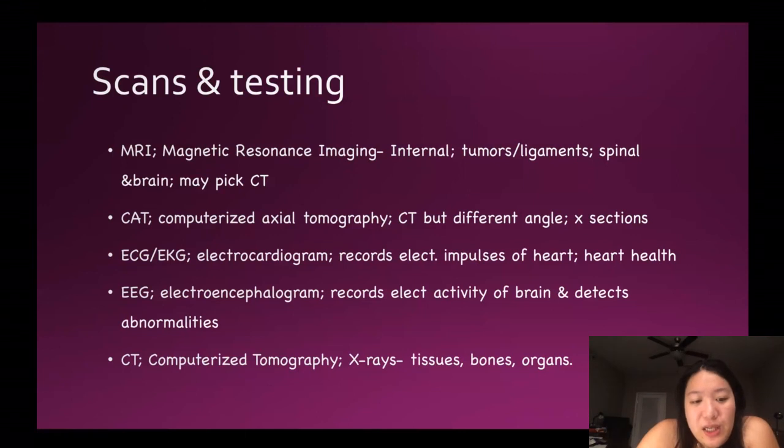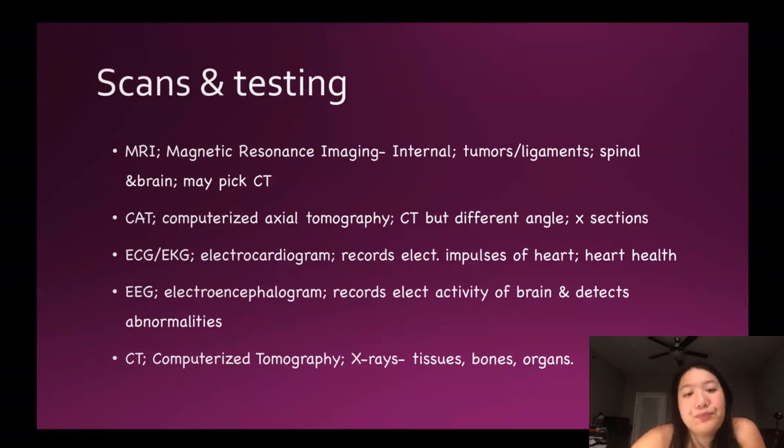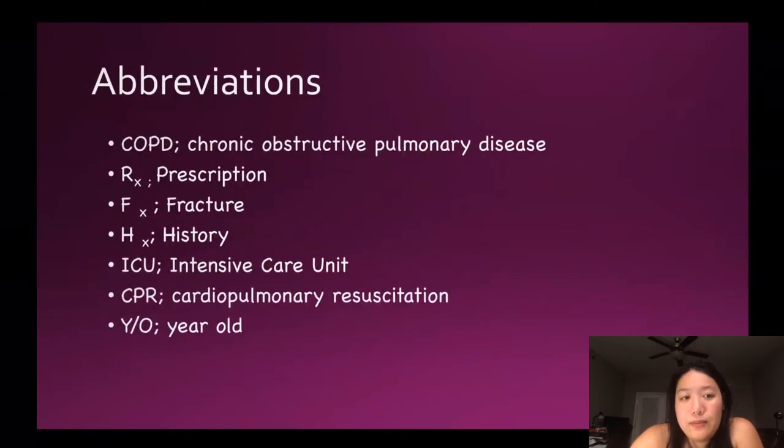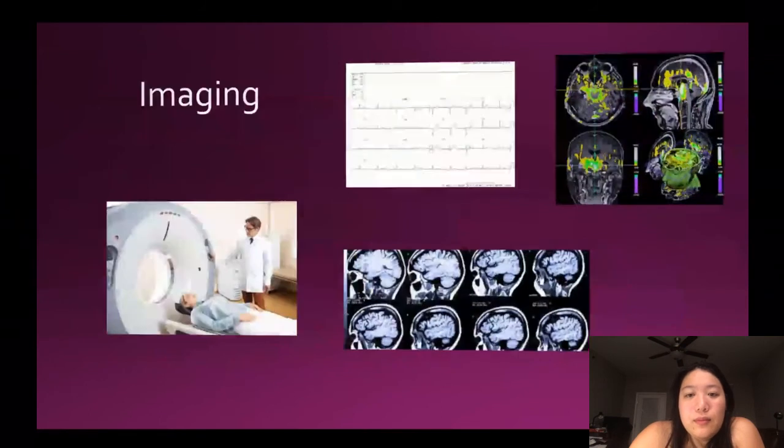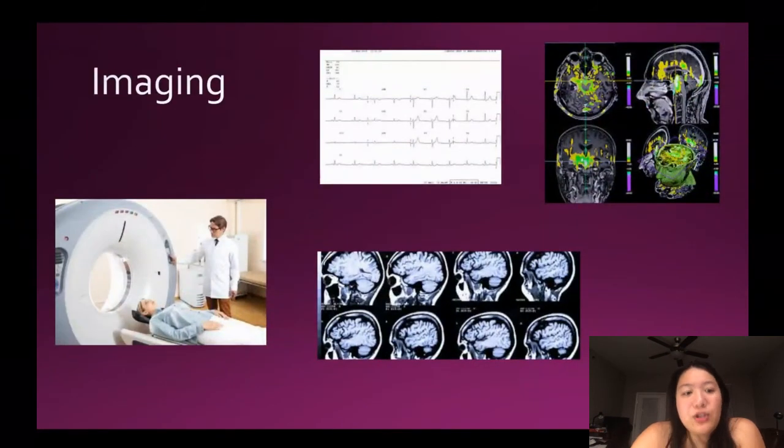So the CT is, of course, computerized tomography, and as mentioned earlier, it's really X-rays of the internal organs and such, and it deals with tissues, bones, and organs. So yeah. So these are the different kinds of imaging.